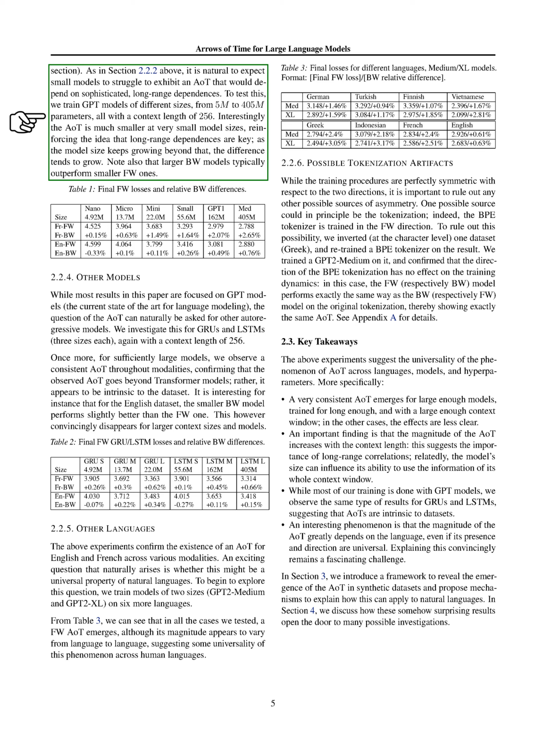Intuitively, smaller models might struggle more with capturing long-range dependencies, which are crucial for the AOT. We trained GPT models of various sizes, from 5 million to 405 million parameters, all with a context length of 256 tokens. Our observations confirmed that the AOT is less pronounced in smaller models but becomes more significant as the model size increases. Interestingly, larger BW models generally performed better than smaller FW models.